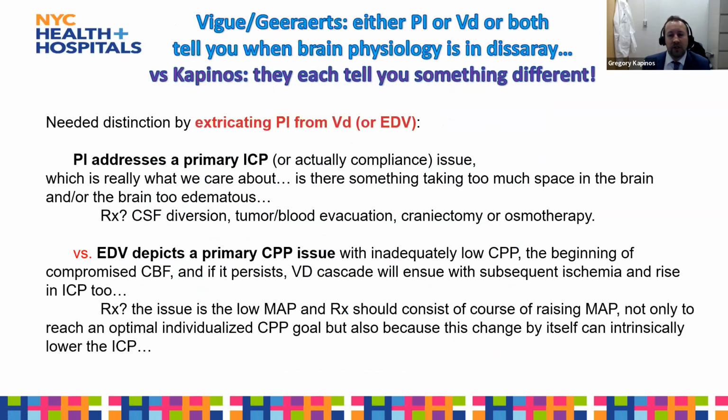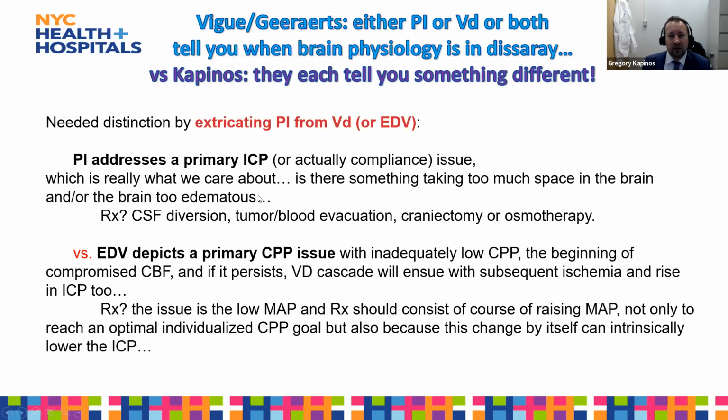So I think all those publications that diminished the value of PI in the literature did so only because they were comparing it to the ICP gold standard with an EVD or an intraparenchymal monitor. And I would disagree with that because I would say that's the wrong gold standard. I'm not claiming that TCDs tell you the ICP. I'm claiming that TCDs actually tell you more than the ICP, something that is more important. Furthermore, it can also tell you two separate things.